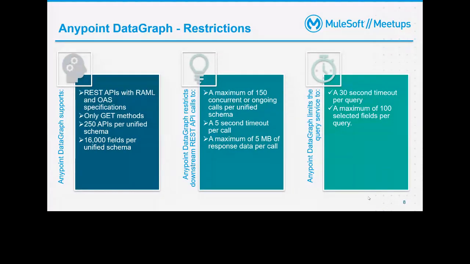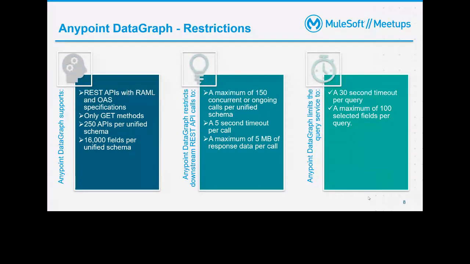Also, the maximum response data is 5 MB per call. If you are calling multiple APIs and aggregating the data, it should not exceed 5 MB. Now the overall timeout per query is 30 seconds. So if I got a request on Anypoint Data Graph where I need to call 5 APIs basically.